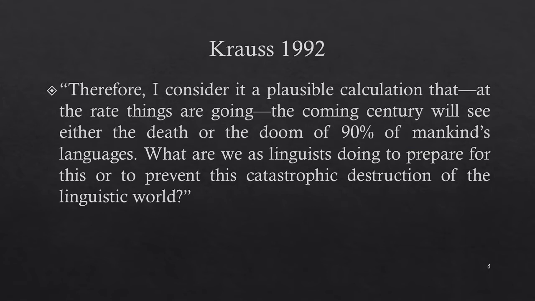One of the influential passages from Krauss 1992, where Krauss gives an estimate of the number of languages that are endangered, is the following. Krauss writes, "Therefore, I consider it a plausible calculation that at the rate things are going, the coming century will see either the death or the doom of 90% of mankind's languages. What are we as linguists doing to prepare for this or to prevent this catastrophic destruction of the linguistic world?"